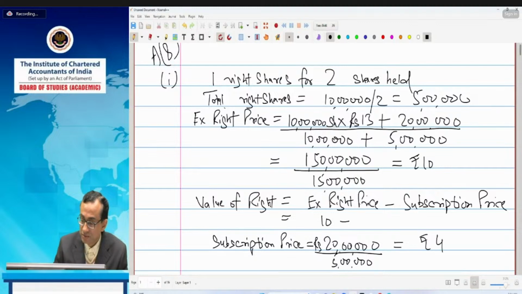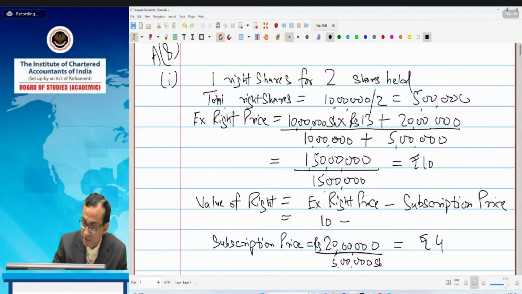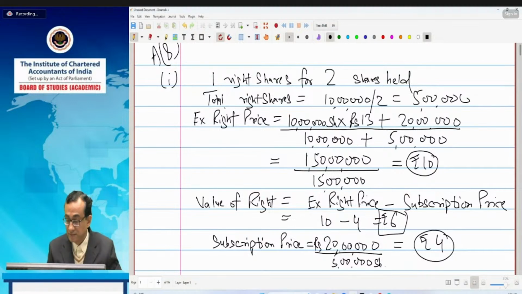So it is basically coming to rupees 4. So this is the subscription price of the right issue. 20 lakh, the amount to be raised through the right issue divided by the number of right shares. So this is 5 lakh shares, this portion. So subscription price is coming to rupees 4. So how the value of right is calculated is equal to X right price minus the subscription price. So X right price is 10. We have already calculated this 10 minus subscription price. We also calculated subscription price 10 minus 4. So 10 minus 4 is equal to 6. So rupees 6, this amount is basically the value of right in the first case where one right share is issued for two existing shares.